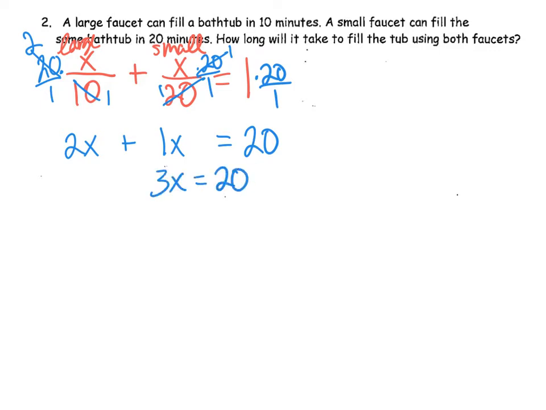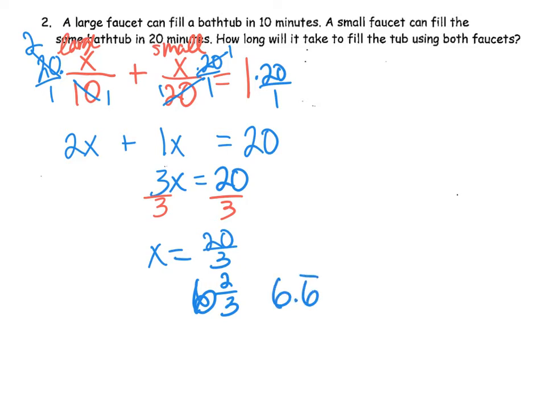Do you guys want your answer to be in decimal form or fraction form? Decimal. This is fraction. Well, I'll tell you what both are. 3 goes into 20, fraction form, 6 and 2/3. Decimal form, 6.6 repeated.